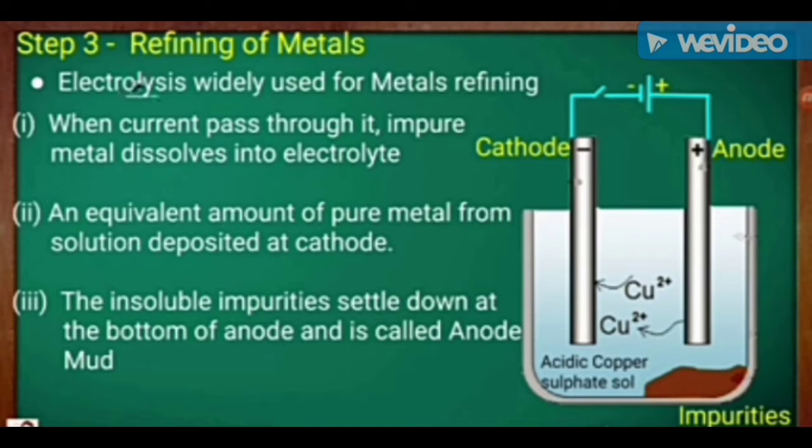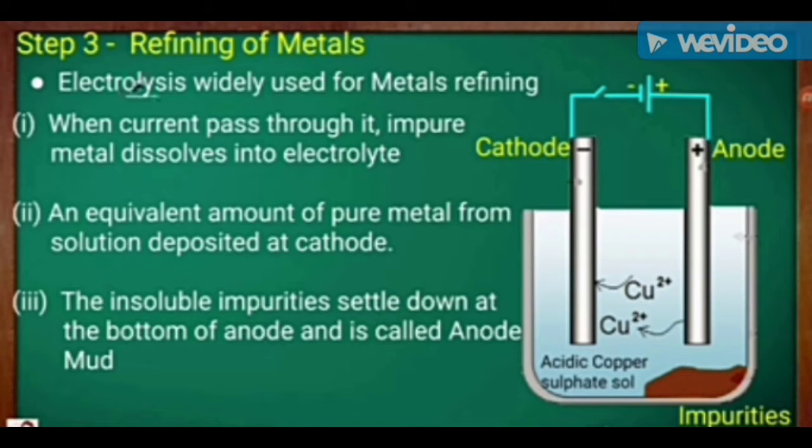Let's take an example. Here we take copper, Cu, as an example. Now how to refine copper? As I said before, the impure metal is made the anode and a thin strip of pure metal is made the cathode.